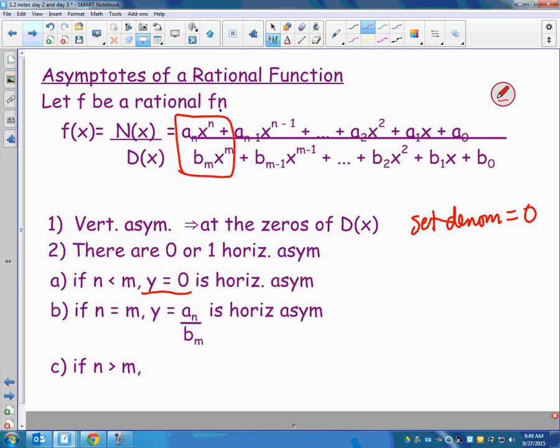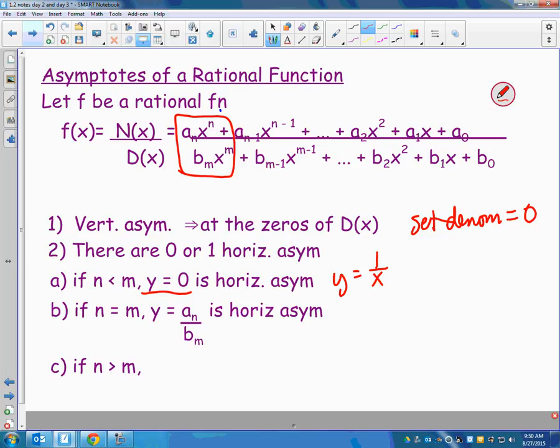That would be like y equals 1 over x, an example of that. If the numerator and the denominator have equal degrees, you have to take the leading coefficients. And again, this refers back to up here.